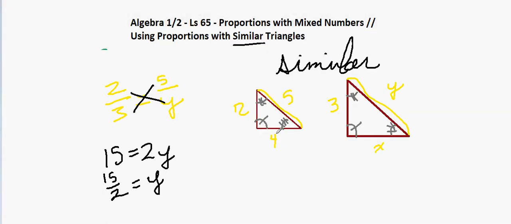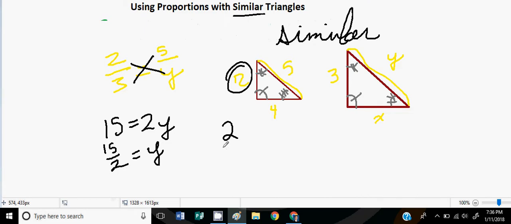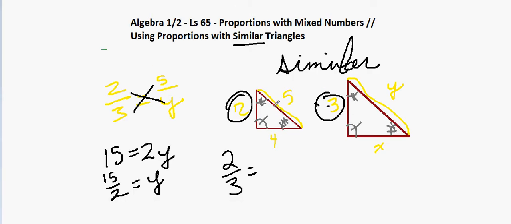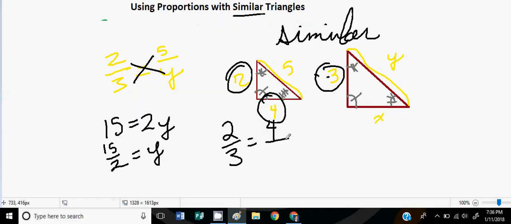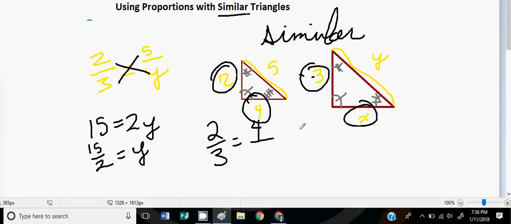Absolutely. Let's use 2 to 3 again. 2 is to 3 as, stay in that same order, little triangle top. 4 is to, which one does 4 match up with? The x. 2x equals 12. X equals, right? You're going to divide these in your head. And I know x is 6.